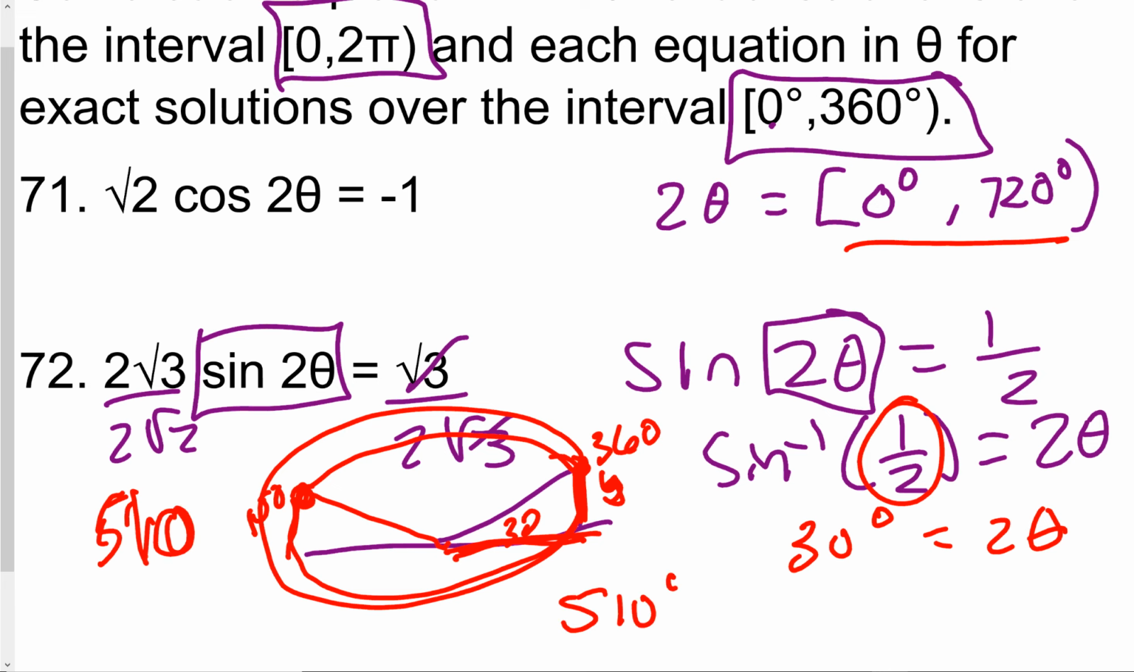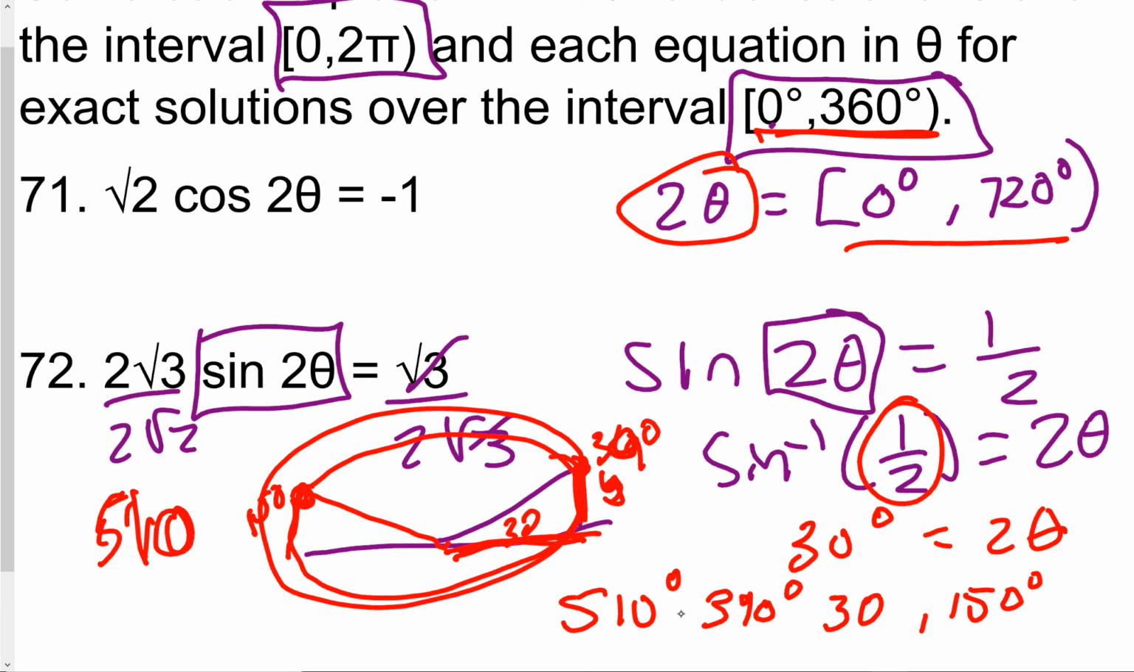Okay, so here are my answers so far. 510 degrees, 390, and then 150 and 30. So that's all the way from 0 to 720 because I doubled my theta, and my theta was from 0 to 360. Okay, now this is all equal to 2 theta. So I now just divide all those by 2.